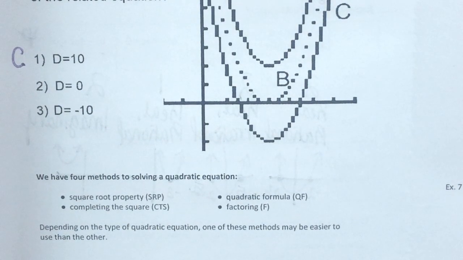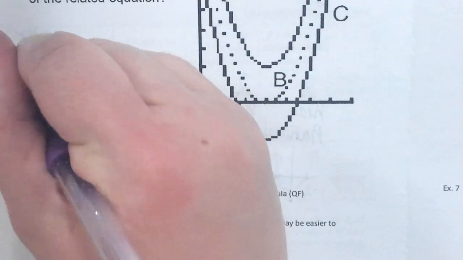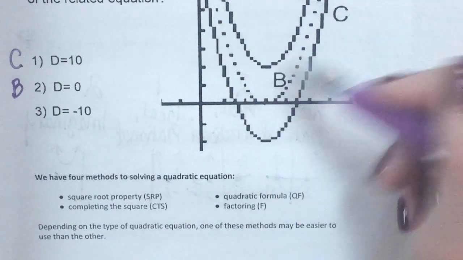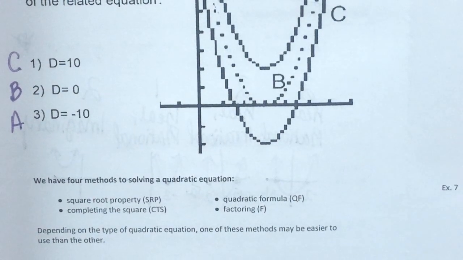Number 2, D equals 0. B, because there's 1 real solution. And of course that means A would have a discriminant of -10 because it has no real solution. All right?